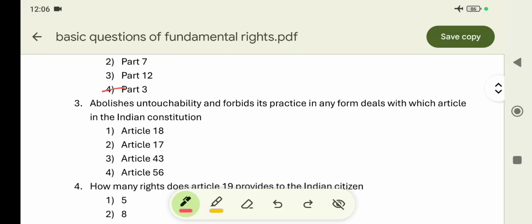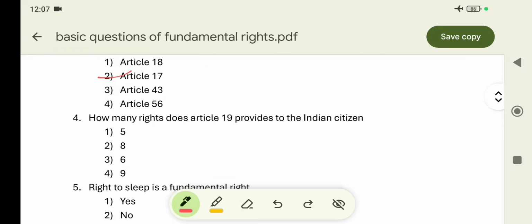Next, third question. Abolition of untouchability and forbidding its practice in any form deals with which article of the Indian Constitution? It deals with Article 17. Article 17 says that we cannot tolerate or follow any untouchability, so it is the abolition of untouchability in all its forms.